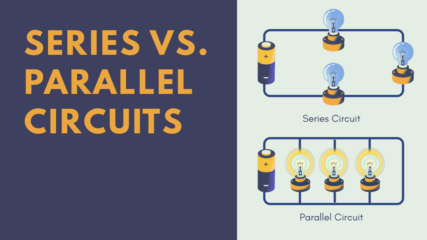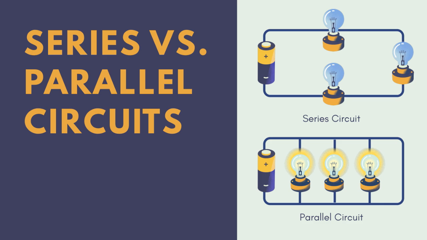In a series circuit, the components are connected end-to-end in a single path for the current to flow. If one component fails or is disconnected, the entire circuit is broken, and current stops flowing. This means that the voltage divides among the components, and the current stays the same throughout the circuit.